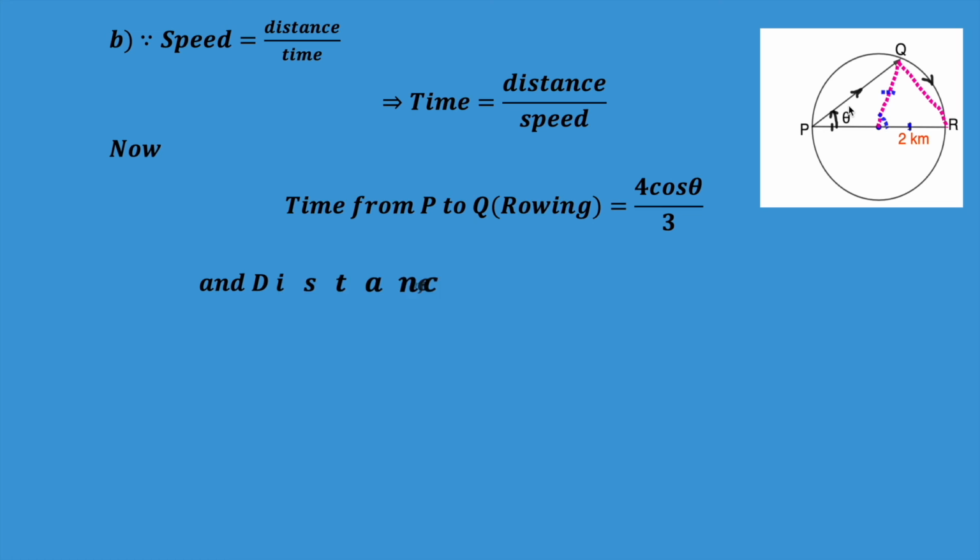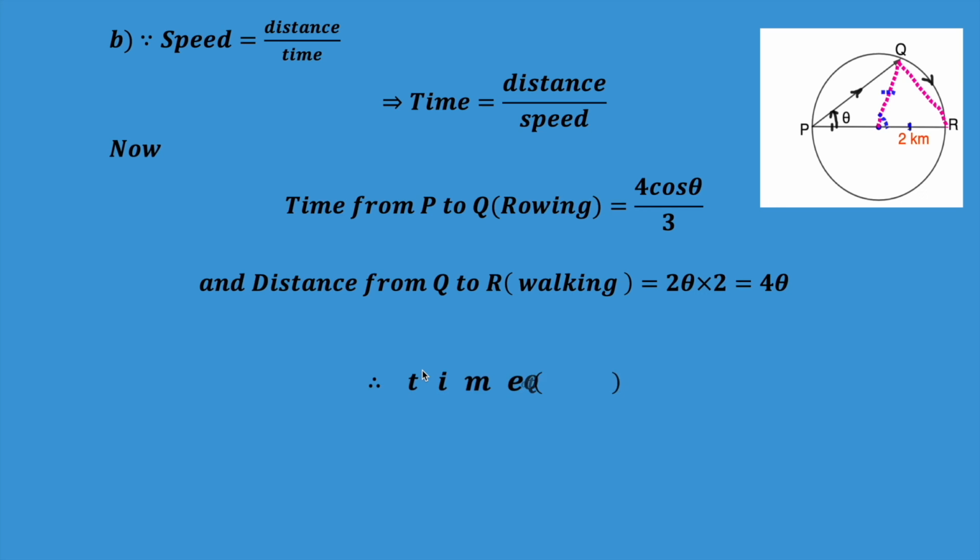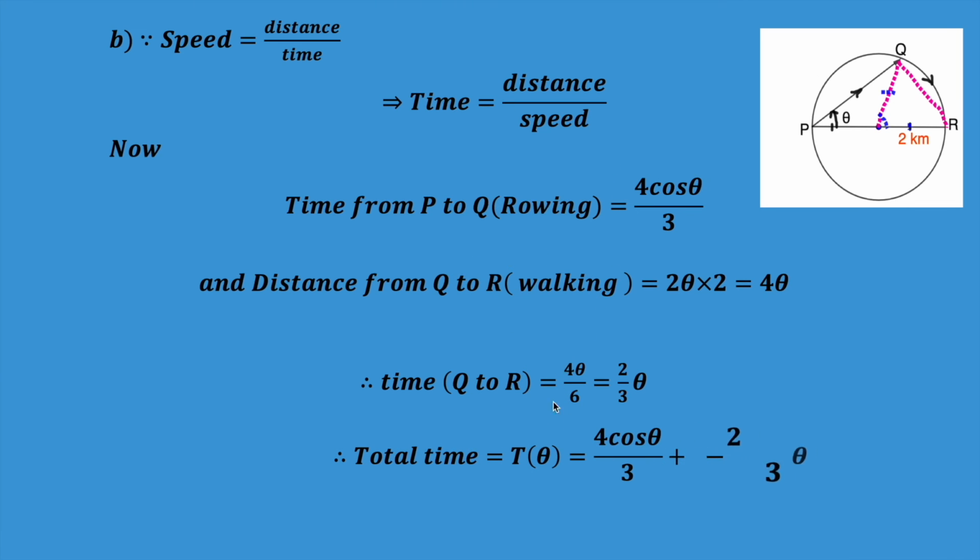Time from P to Q is 4 cos theta by 3, and the distance from Q to R is the arc length QR when he is walking along from Q to R. That's the arc length. So the angle is 2 theta and the radius is 2. So therefore, angle into radius is the arc length QR, that is 4 theta. So therefore, time taken from Q to R is 4 theta by 6, that is 2 by 3 theta. So therefore, total time will be, adding those two times from P to Q and Q to R, 4 by 3 cos theta plus 2 by 3 theta.